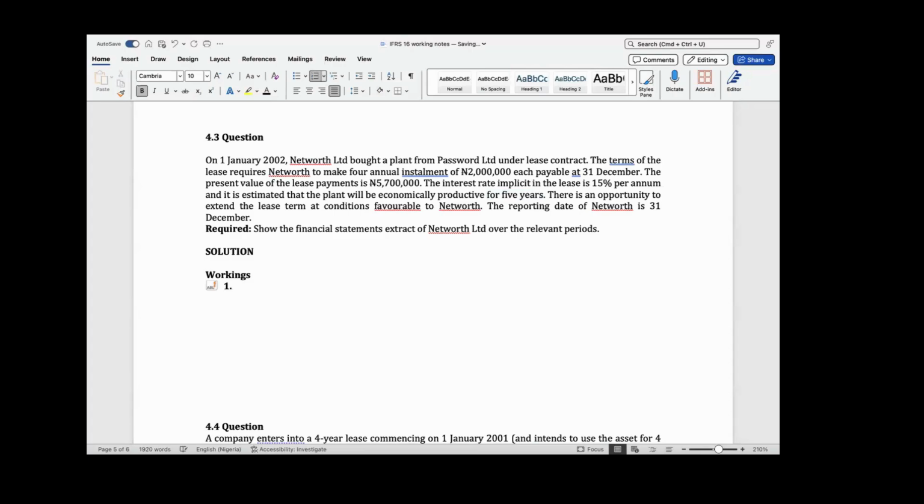My workings one, I can either do my right of use asset or lease liability. Either one is fine. I usually like to start with lease liability because I will need some of the figures here for right of use asset. So my lease liability, I usually measure it at the present value of unpaid lease rentals. The question already gave me 5.7 million. Since the question gives me 5.7 million, that is how I would measure it.